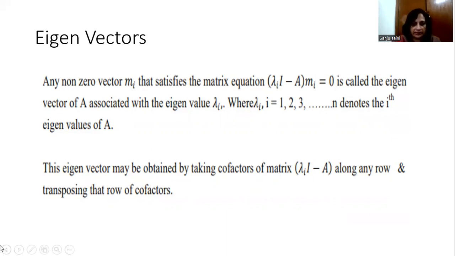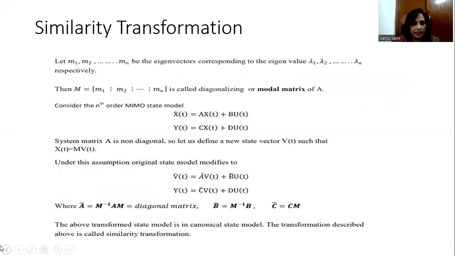Here, A is the matrix that we have in the state variable model. So from the state variable model, we can determine the eigenvalues and the eigenvectors. Then the second thing is the similarity transformation.